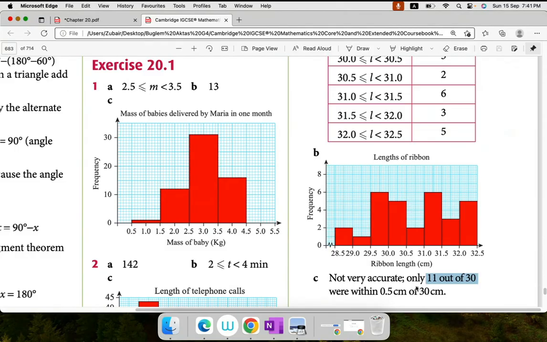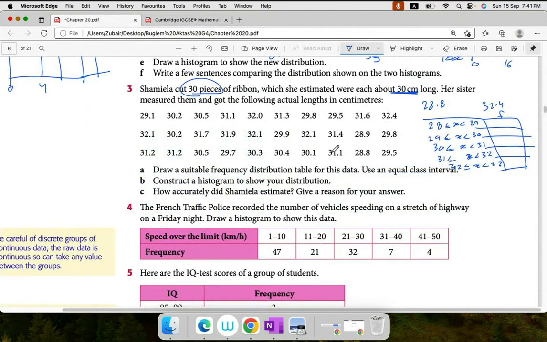So out of those total 30, these are 30 numbers. So 11 is actually within 0.5 near that value, like 30.5 or 29.5. And other values are more than that or less than that. So that is almost 36% within that range. So it's too little to be considered accurate.